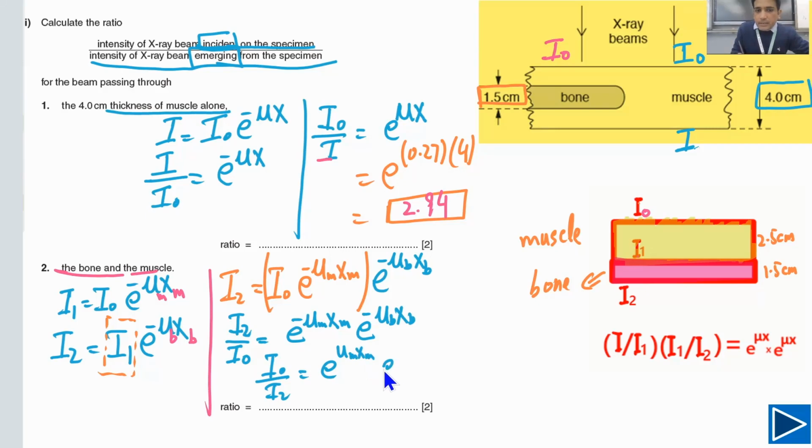mu m xm, e to the power of mu b xb. Now simply plug in values and you can find the answer. So simply you need to plug in values of mu, which is given, and x, which is given, and you can find the answer. These are the steps you need to understand.